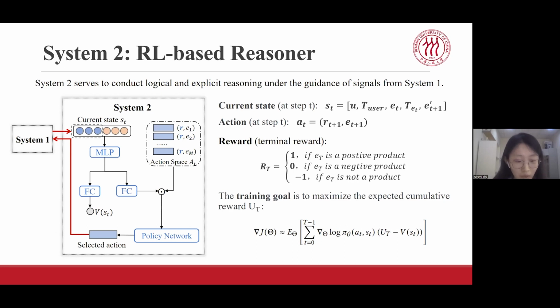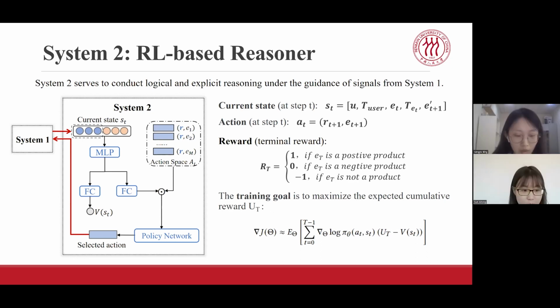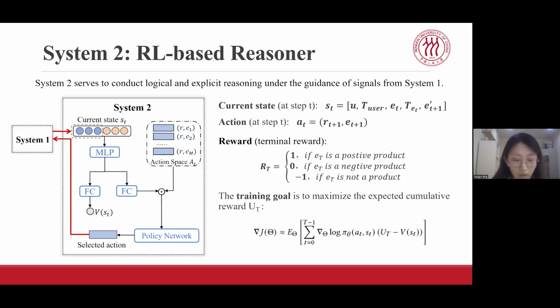A terminal reward is employed, which means the reward value depends only on the terminal entity. And the training goal is to maximize the expected cumulative reward. And the policy gradient is defined as follows, where theta means the trainable parameters of System 2. And the pi function denotes the policy network, and the v function denotes the value network.